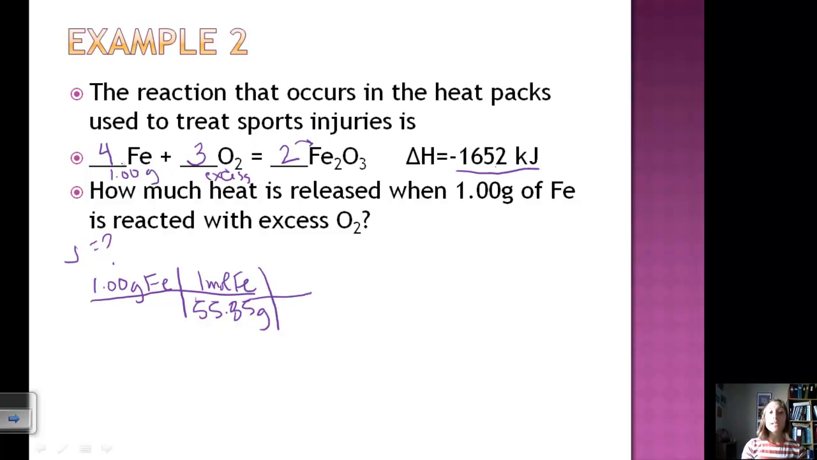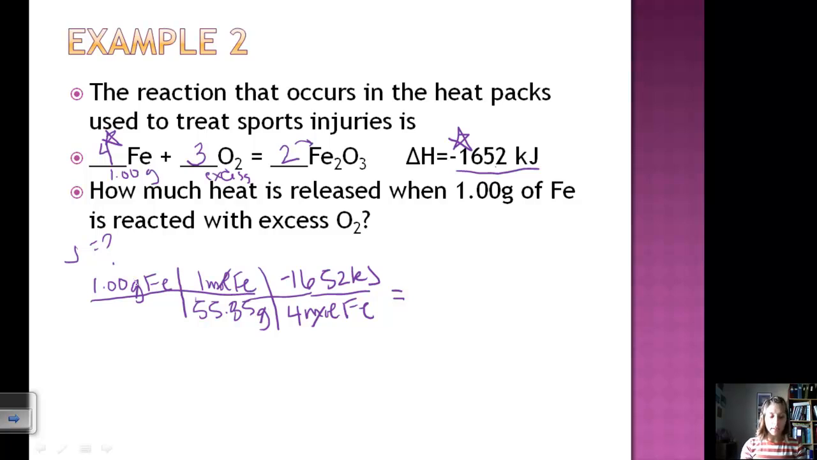Now I can use the relationship between my 4 moles of iron and the amount of heat given off in the reaction. So for every 4 moles of iron that I use, I know that it's going to give off negative 1,652 kilojoules. I could also base this on oxygen or the product. It's kind of like a mole ratio. Everything's related through those coefficients. Okay, my moles are going to cancel. My grams are going to cancel.